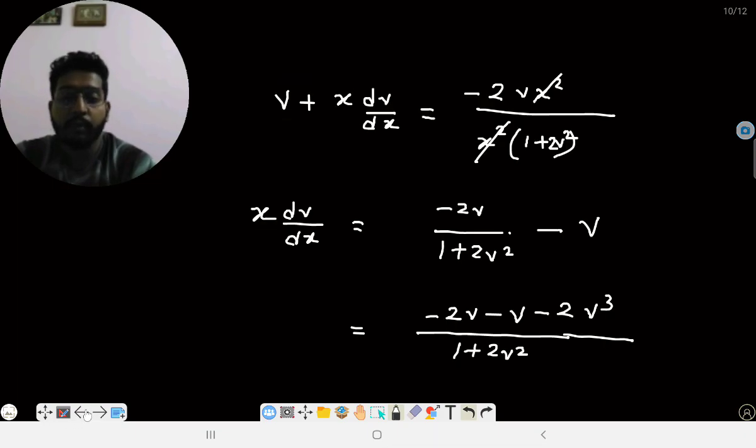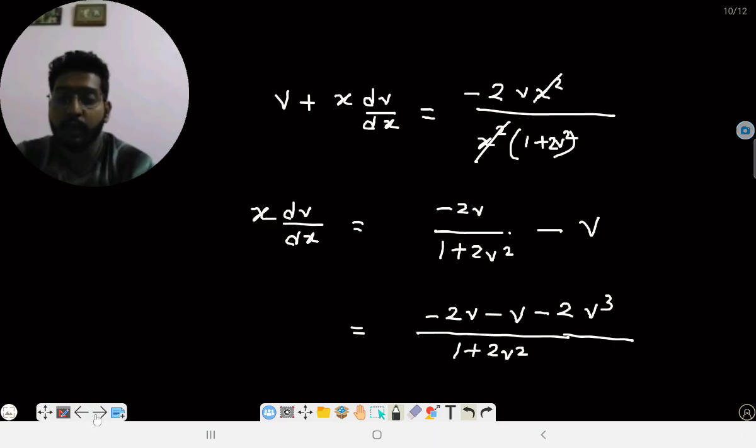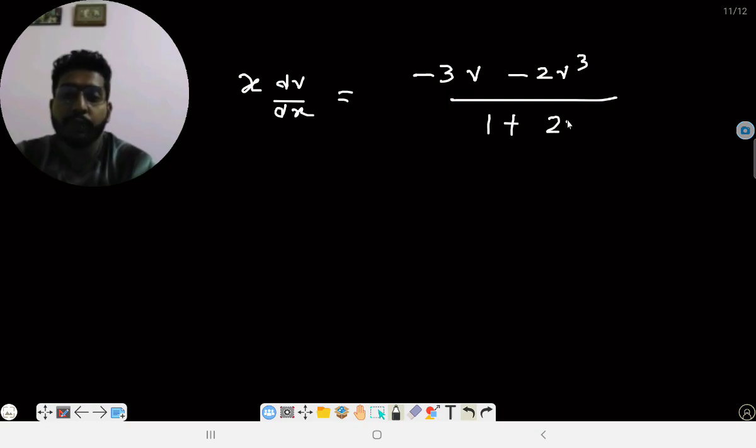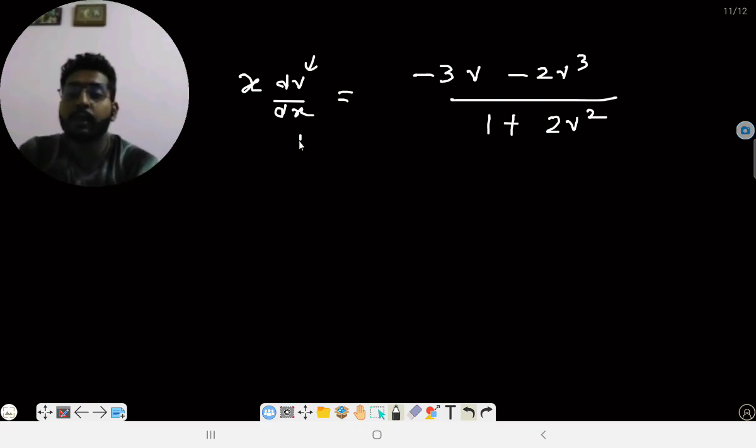So that will be x dv/dx equals minus 3v minus 2v³ by 1 plus 2v². Done up to this. Now next thing, again the same thing, we have to separate the variables. There are two variables here, one variable is v, another variable is x. We have to separate such a way that dv contains v terms and dx contains x terms.